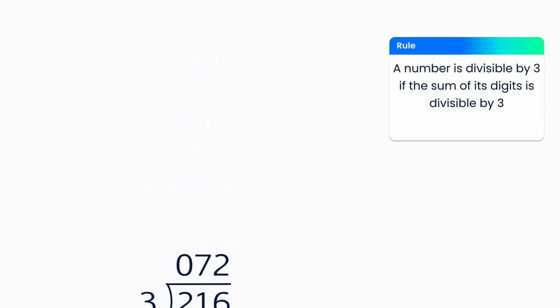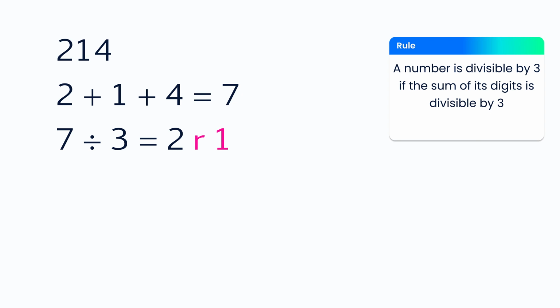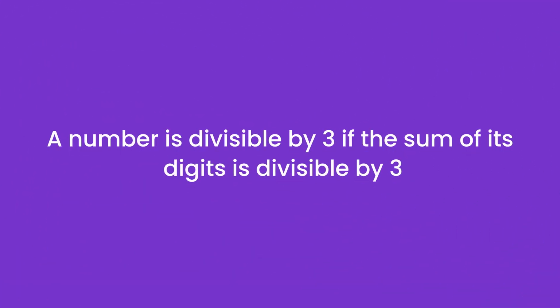Let's look at another number, 214. Is 214 divisible by 3? The sum of the digits is 7. 7 divided by 3 leaves a remainder, so 214 is not divisible by 3. A number is divisible by 3 if the sum of its digits is divisible by 3.